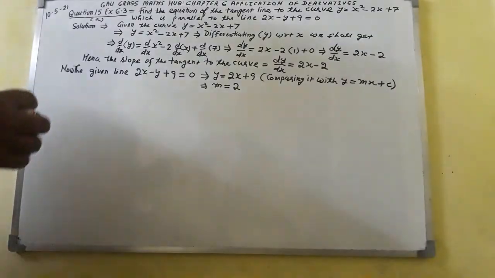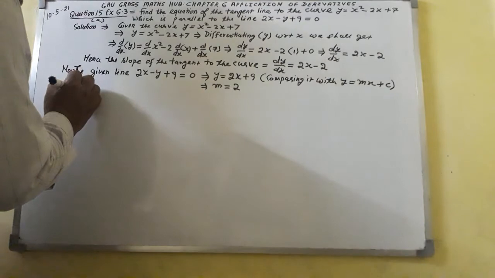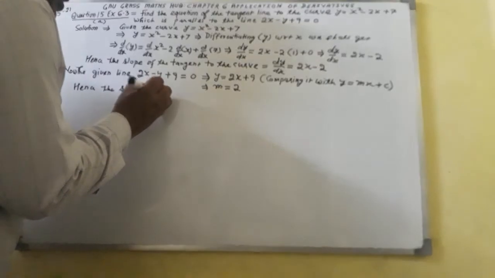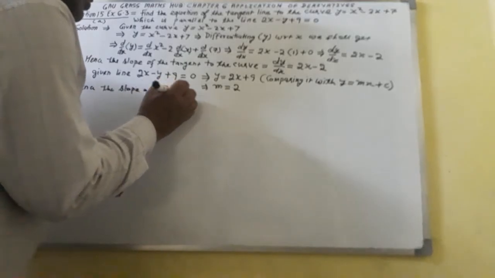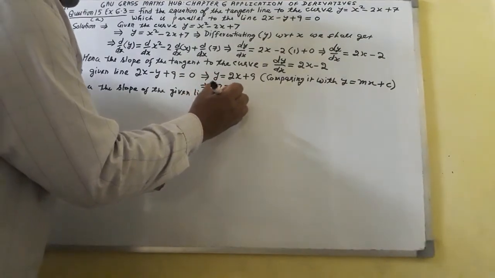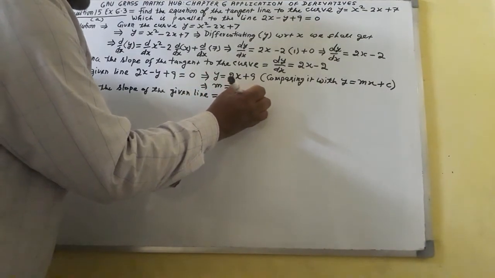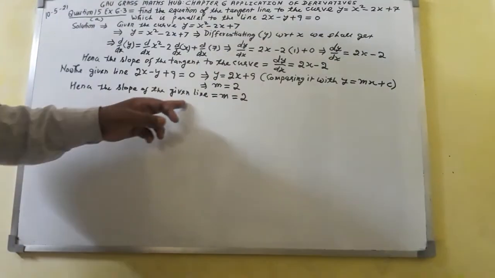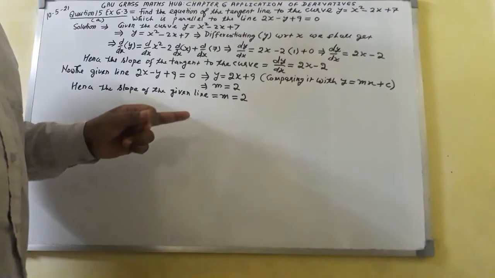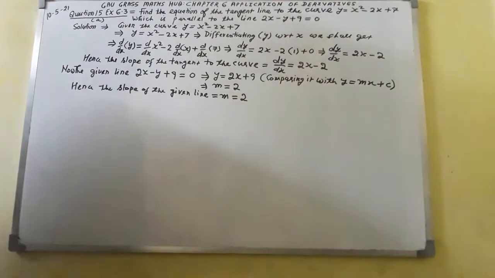Hence the slope of the given line is m equal to 2. Hence the slope of the given line equal to m equal to 2 we have got. The slope of this line we have got, m equal to 2.